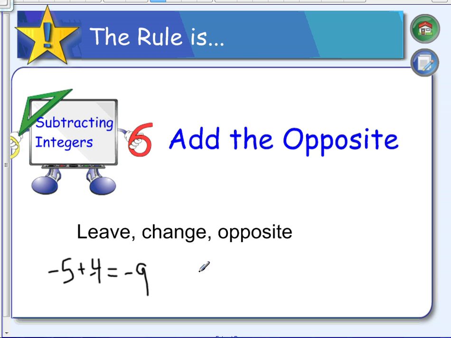Also, let's just do another problem. So I have 10 minus negative 13. Ooh, little funny looking 13. All right, so I can leave my sign alone here. I can change the sign, and I can do the opposite of negative 13, which is positive 13. So then my problem becomes 10 plus 13, which is 23.